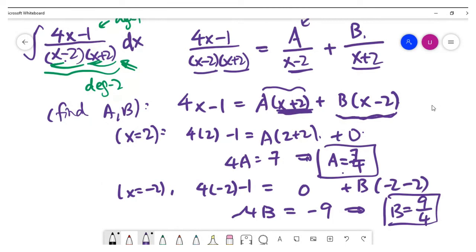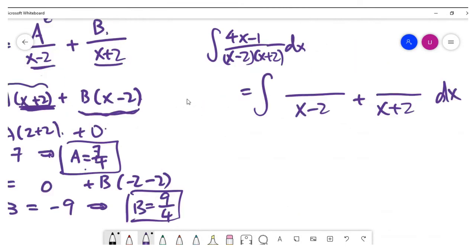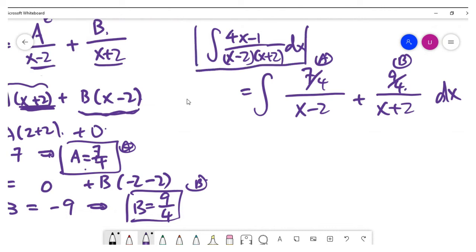We have to go back to the integration problem. So you see the value for A, which is for the first fraction, is 7 over 4, and the value of B, which is for the second fraction, is 9 over 4. Now, instead of integrating a big fraction like this, which is not that easy, by the partial fraction decomposition I'm able to split the big fraction into two pieces. So we can do the integration term by term now, and let's do it together.